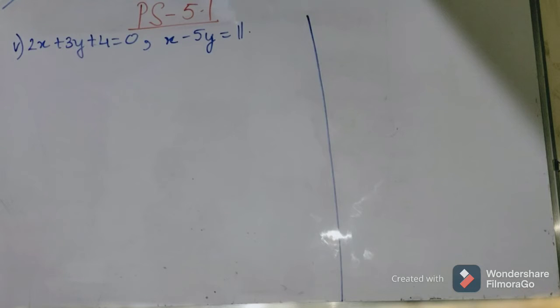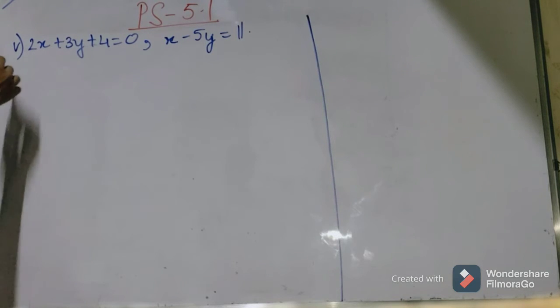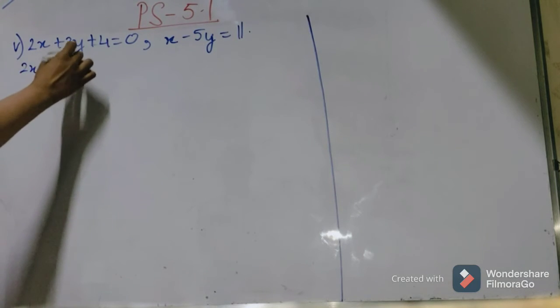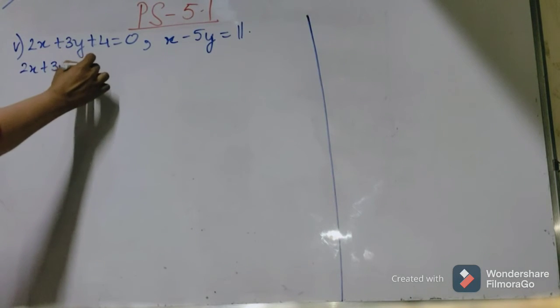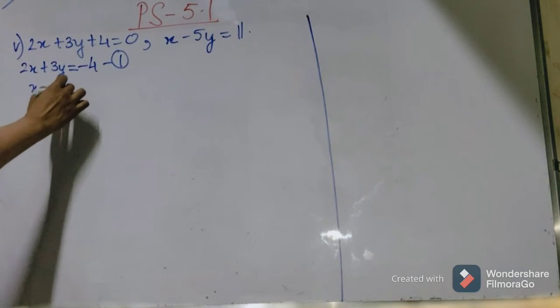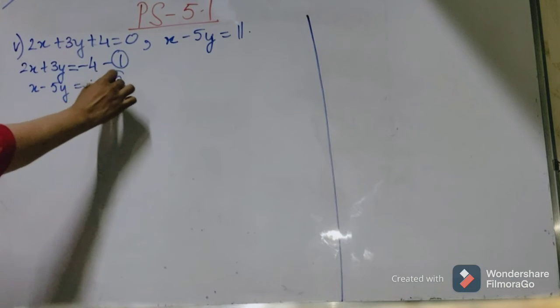On to the fifth sum, it's 2x plus 3y plus 4 is equals to 0 and x minus 5y is equals to 11. So again, first thing we have to do is mark the equations. 2x plus 3y. Now students, here you have to take 4 that side, so it becomes minus 4. I am marking it as 1. And x minus 5y is equals to 11. I am marking it as 2.